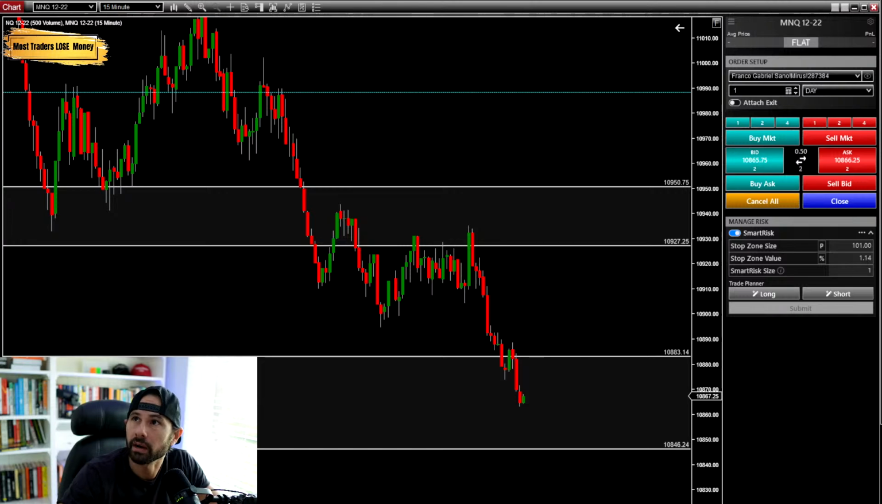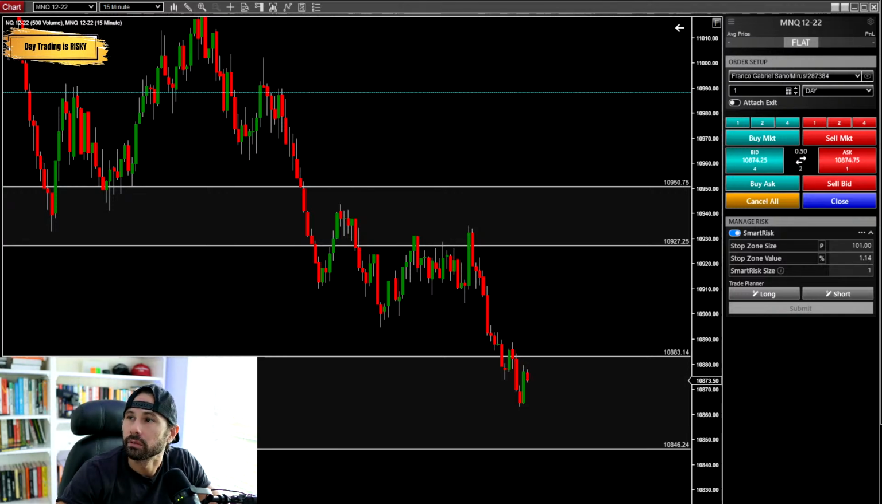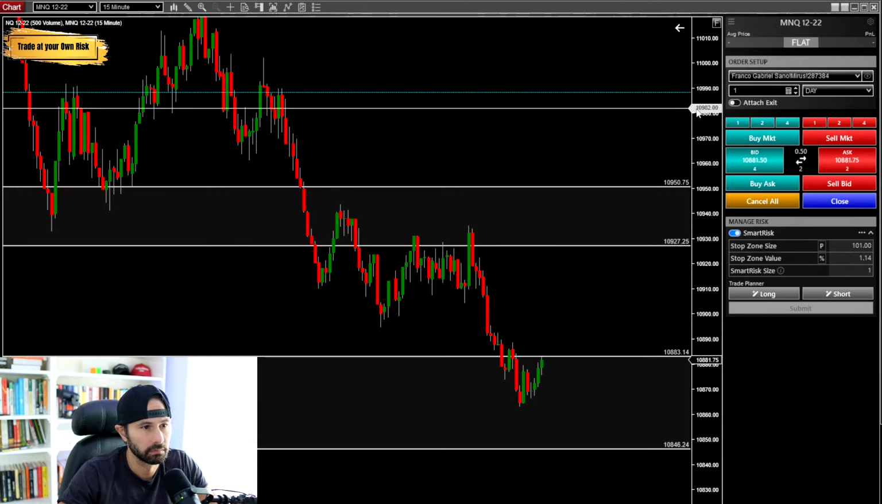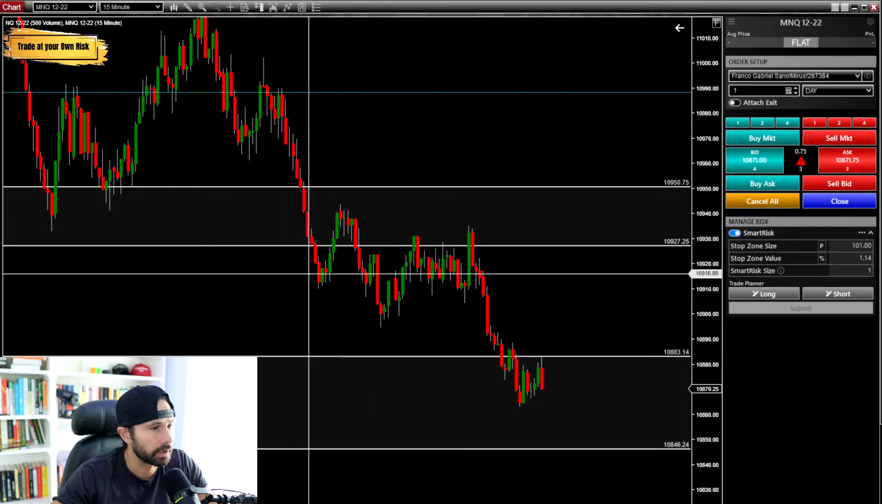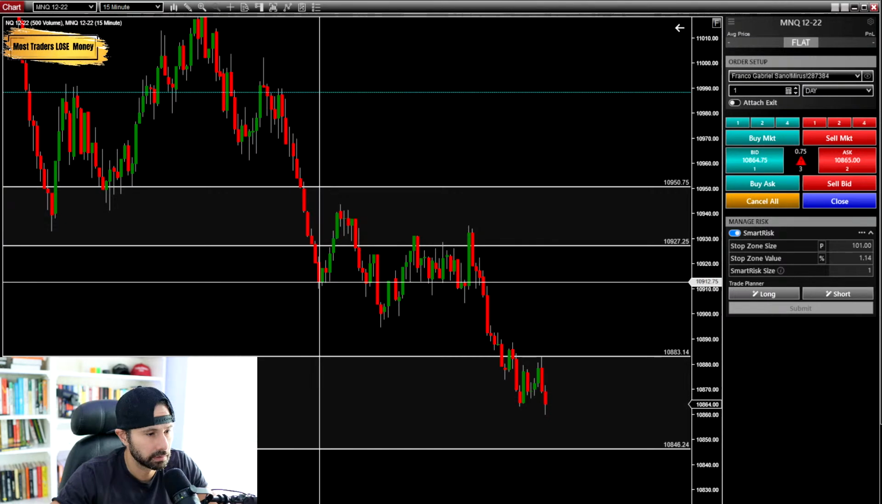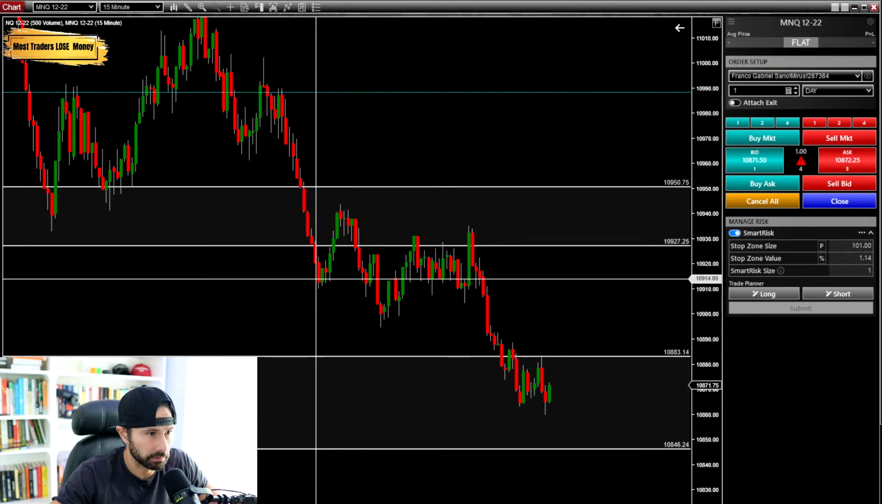So let's be careful with the long right now because of the dollar and the yields. Yields 4%, 15 basis points in 1 hour. So now I do have a bit of better divergence here, and the tick chart hasn't broken to the downside.